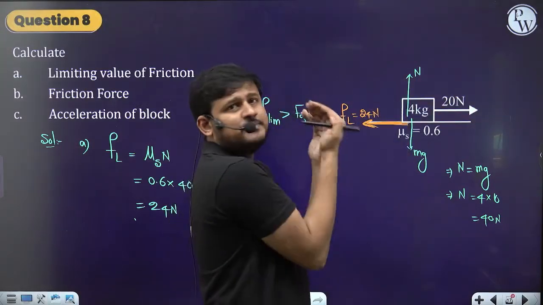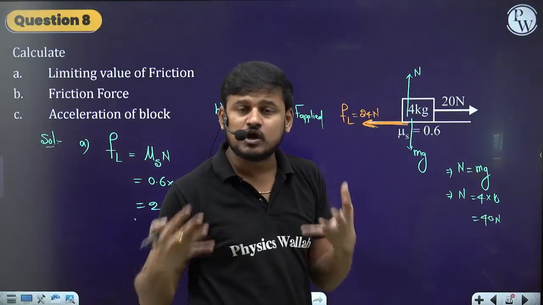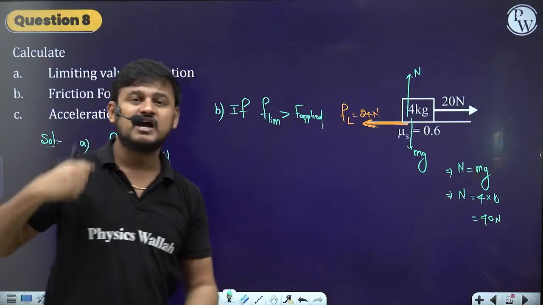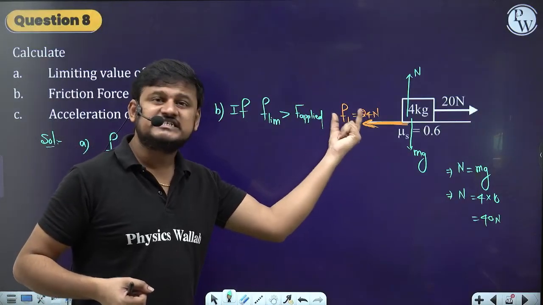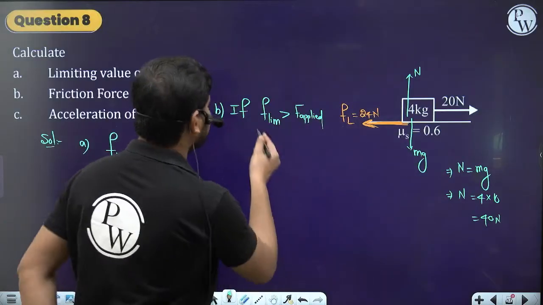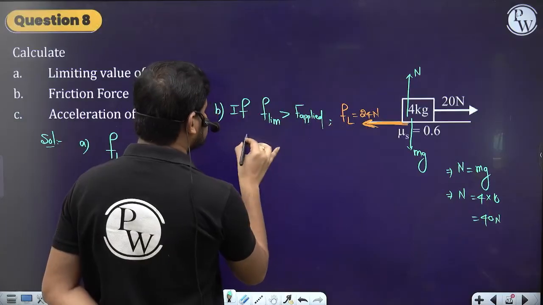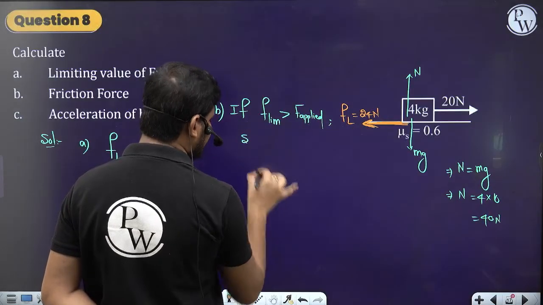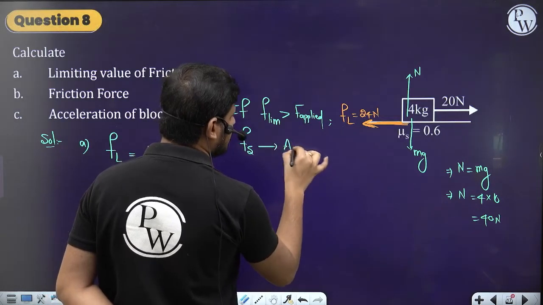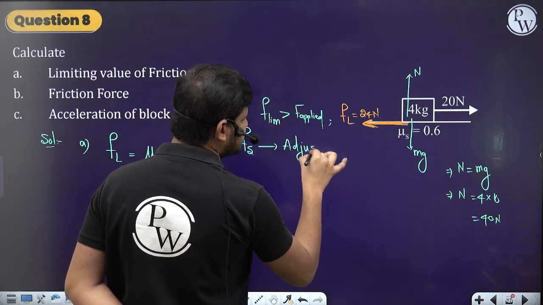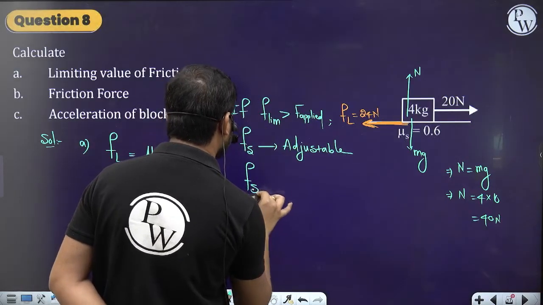But it will not move backward, right? According to this 24 newton this side, it should move backward, which is not possible. So what's the phenomenon happening here? The static friction adjusts itself to the applied force. So if the F limiting is greater than F applied, then what happens? The static friction Fs is adjustable. So it adjusts itself to the applied force.